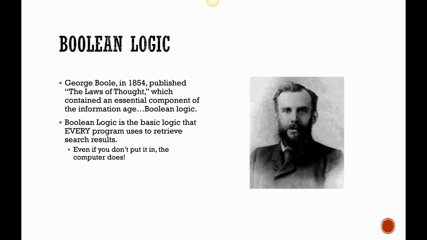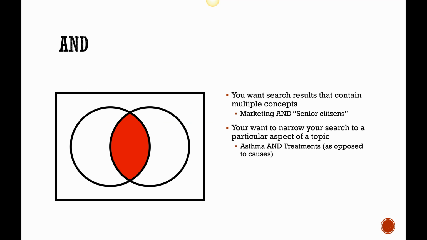Boolean logic, named for mathematician George Boole, is the basic logic used by every computer program to retrieve search results. In its simplest form, it consists of combining search terms using and, or, and not. Use and to combine your search terms if you want your results to contain multiple concepts, or if you want to narrow your search to a particular aspect of a topic.